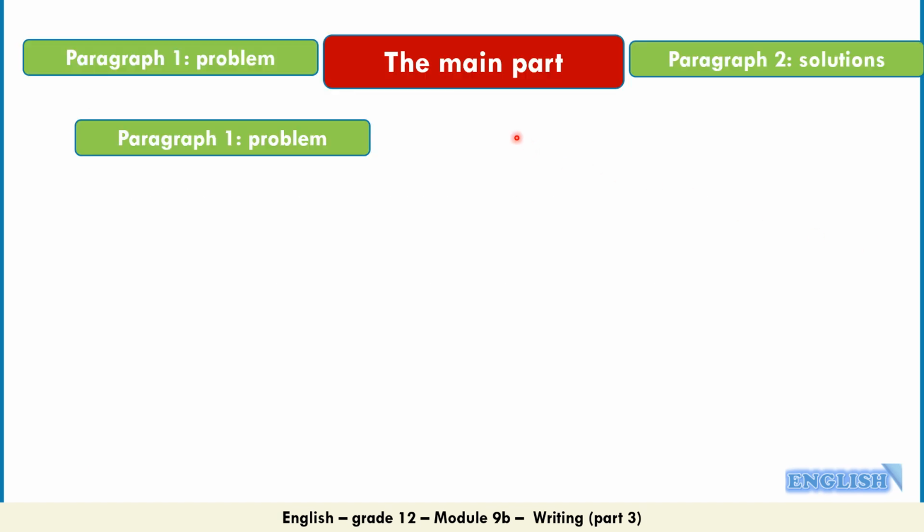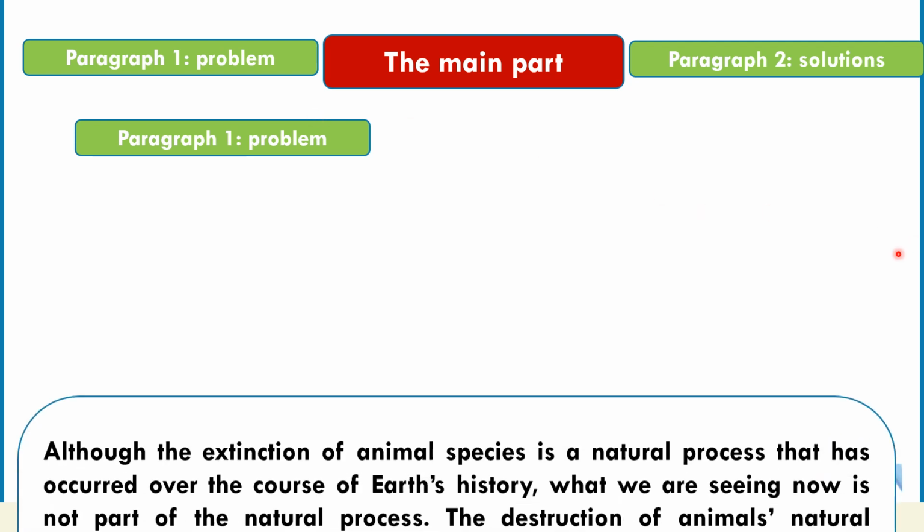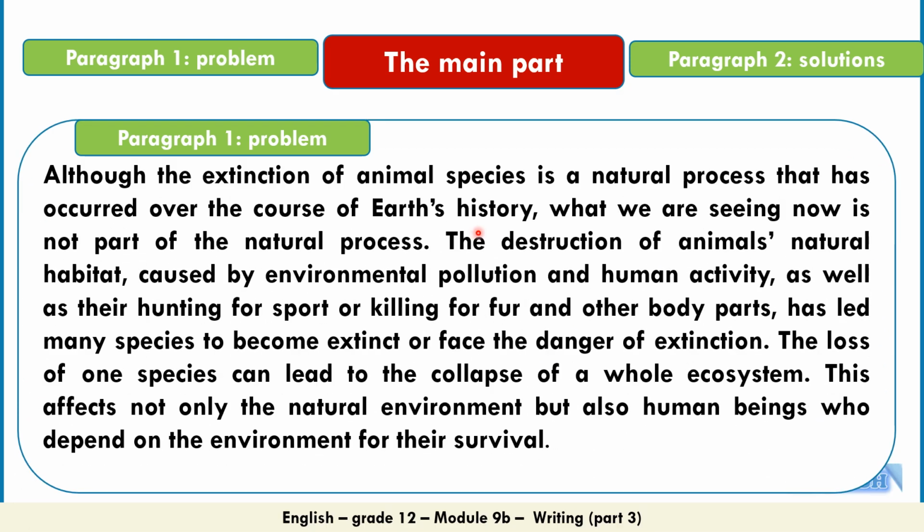In the main part, in paragraph 1, which is the problem paragraph, you can say, for example, although the extinction of animal species is a natural process that has occurred over the course of Earth's history, what we are seeing now is not part of the natural process.